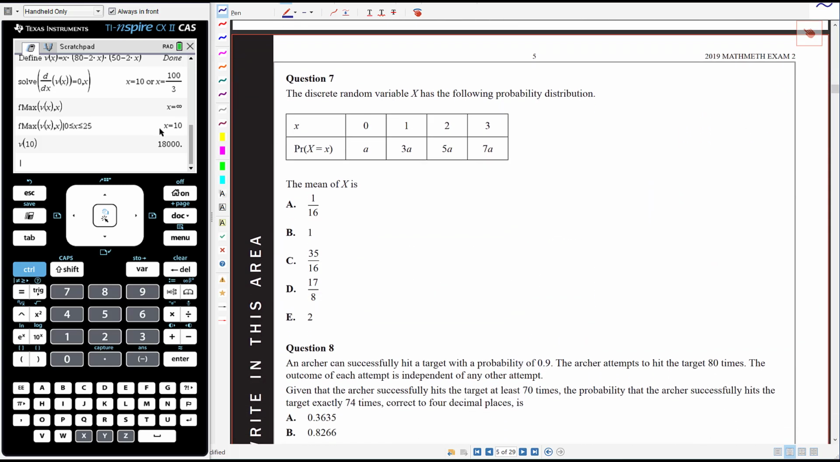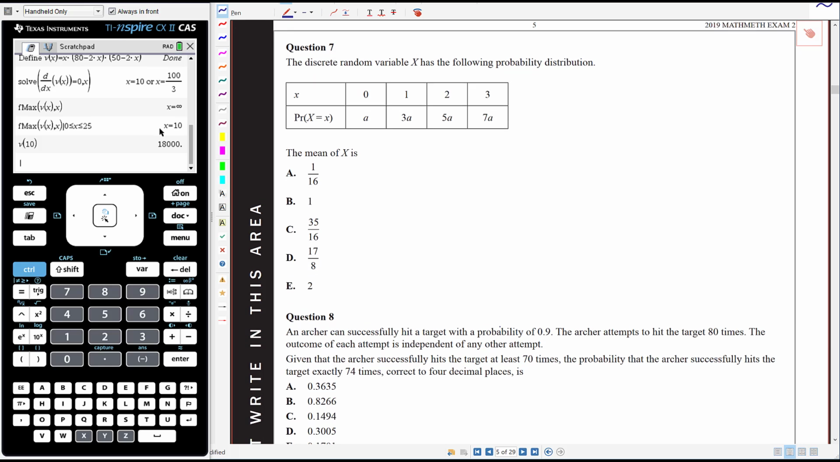Okay, question 7. The discrete random variable x has the following probability distribution. The mean of x is, okay, so in 2020 you won't be doing this question. It's on discrete random variables, which were removed from the adjusted study design due to COVID in 2020, but I'm going to complete all the questions regardless.